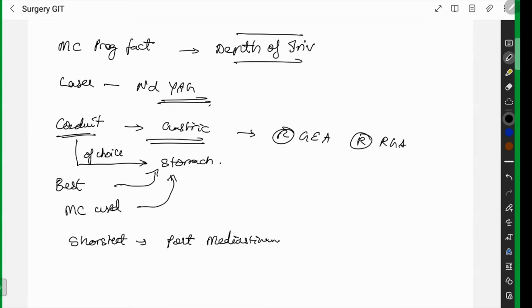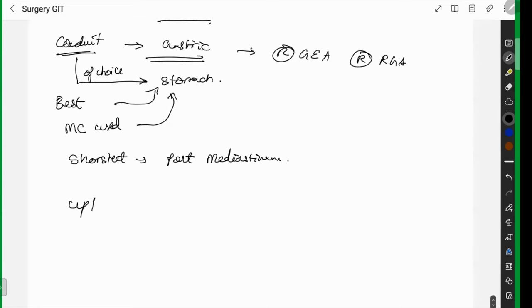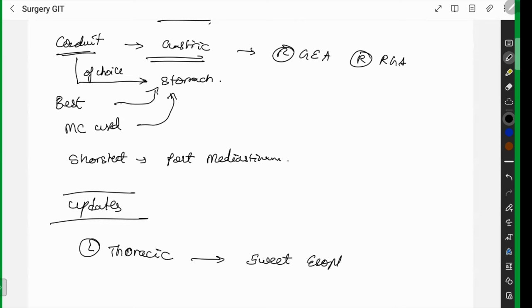So, there are some important updates which you need to know. Again, I am repeating, there are some updates which have come forward in recent times. The left thoracic approach is called Sweet esophagectomy. Laparoscopic or thoracic resection is called VATS.